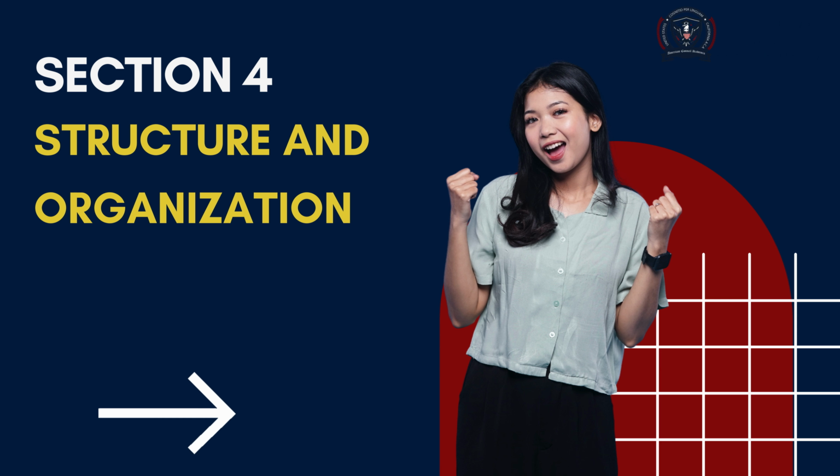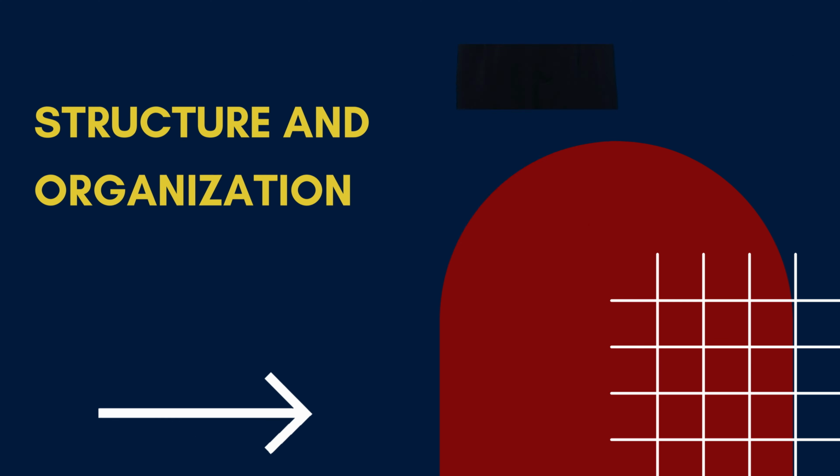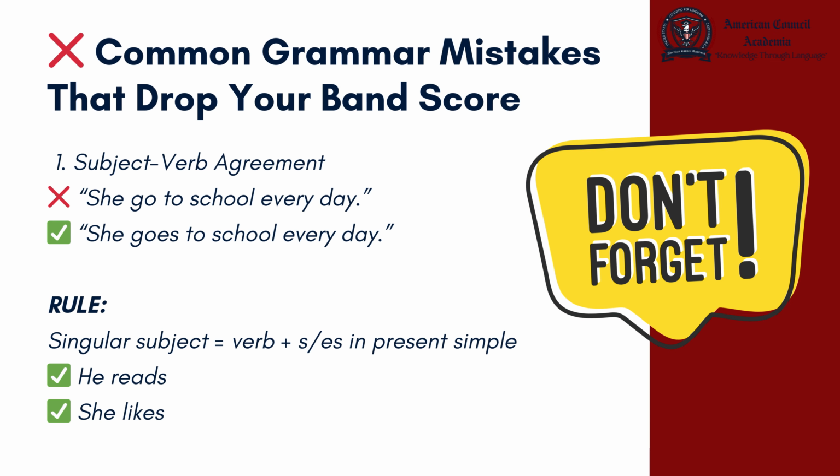Alright, let's talk about the silent killers of your IELTS writing score, grammar and vocabulary. You could have amazing ideas, a great structure, but if your grammar is messy, your score? Gone. Common grammar mistakes that drop your band score. Number 1. Subject-verb agreement. This one's basic, but so many students still get it wrong.